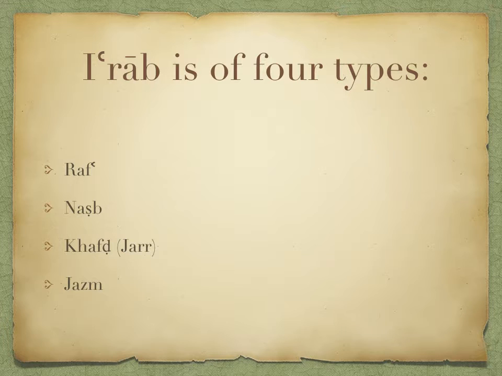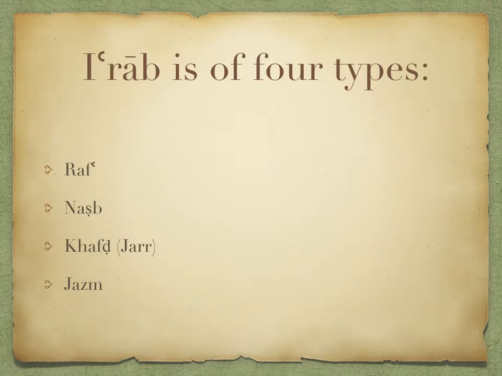So a word which is in a state of rafa', which is usually shown with a dhamma, you say this word is marfu'un. If a word is in a state of nasb, you say it's mansubun. If it's in a state of khafd, makhfudun or majrurun. And if it's in a state of jazm, you'd say it's majzoom.